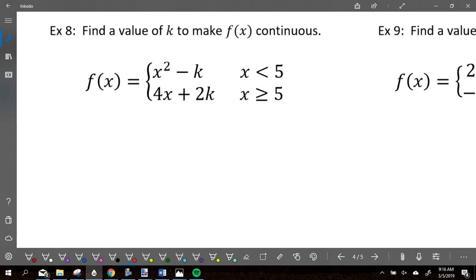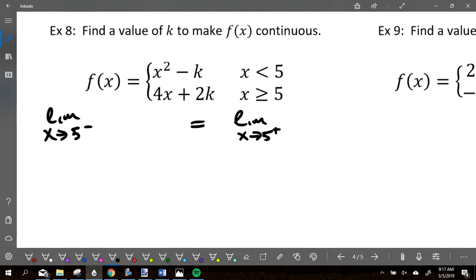How can I find the limit given this equation? Which one of those two equations do I need to use in order to find the limit? Both of them. Because in order to have a limit, I need to know what's happening on the left-hand side and what's happening on the right-hand side. So the limit, as x approaches 5 from the left, needs to be equal to the limit as x approaches 5 from the right. Those two things need to be equal, and the value also needs to be equal.